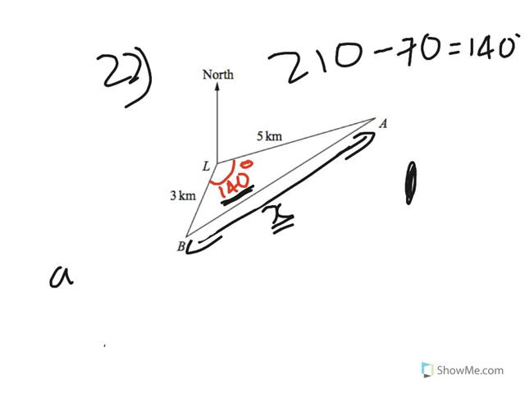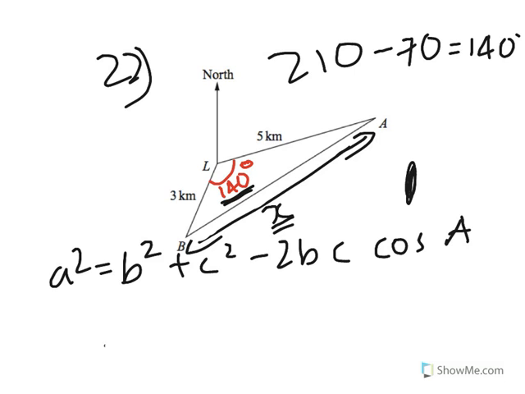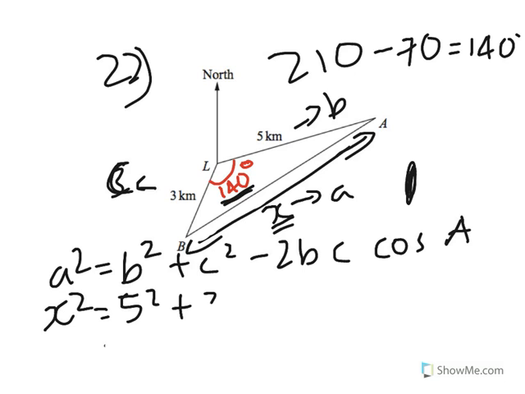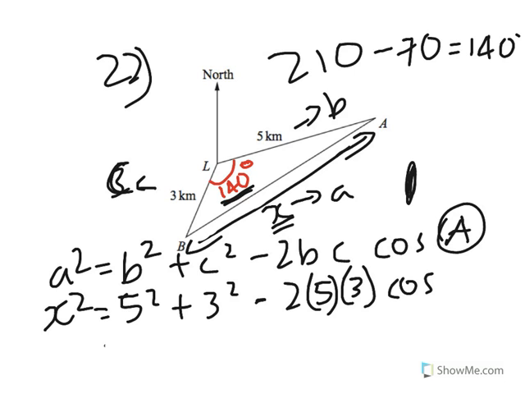So a squared is equal to b squared plus c squared minus 2bc cosine A. We're going to substitute values. In this case, a is x, b can be 5, and we'll call c 3. So this is c, sorry, and that's b. So x squared is equal to 5 squared plus 3 squared minus 2 times 5 times 3 cosine of, remember this angle is opposite to a, so in this case it's 140.